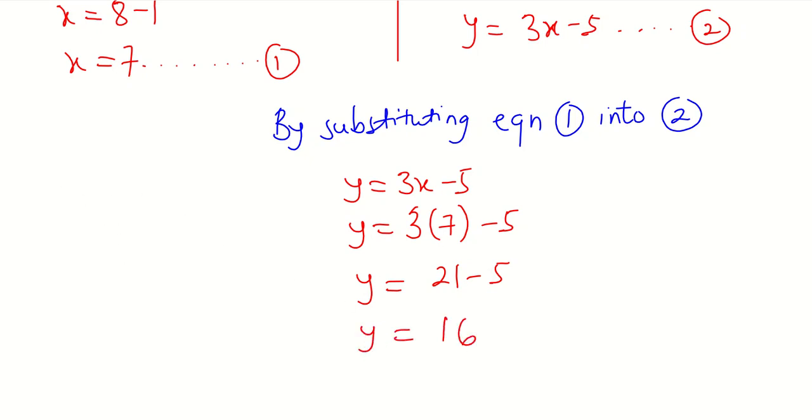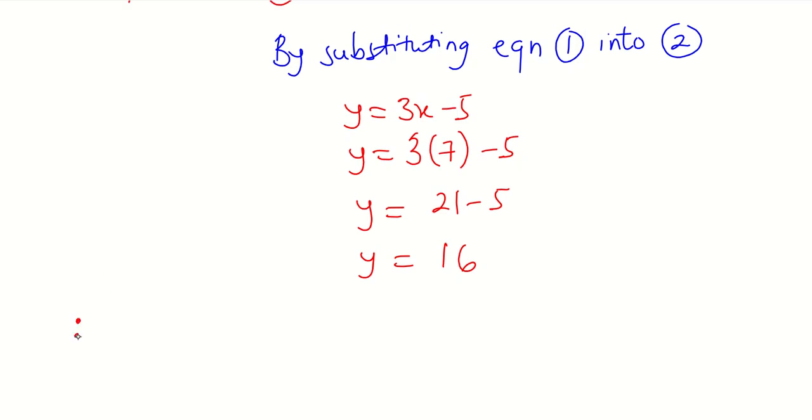So now we can conclude that our x value is equal to 7 and y is equal to 16. And this becomes the value of x and y.